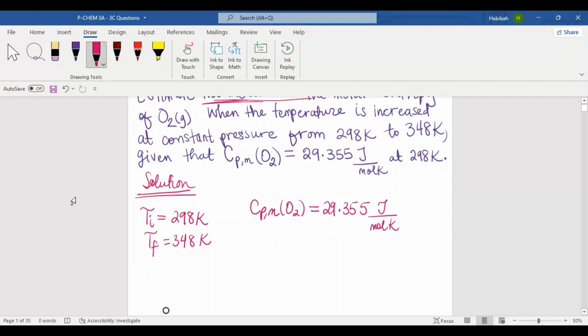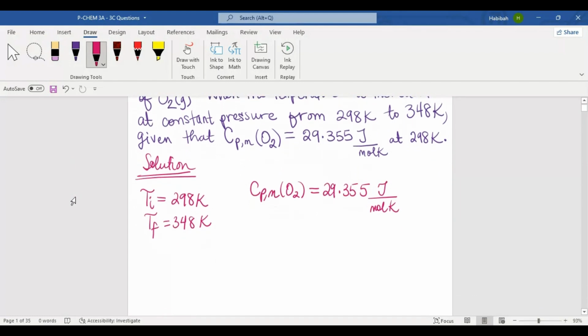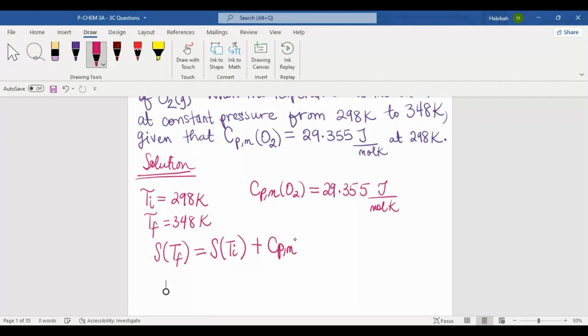The first thing you have to know is that anytime you're given an entropy question where you're given the initial temperature, the final temperature, and the molar heat capacity of a particular gas, you're going to be using this formula: entropy at T final equals entropy at T initial plus Cp,m times ln of T final divided by T initial. This is basically how it's done. I apologize for the scribble. So this is basically the equation.